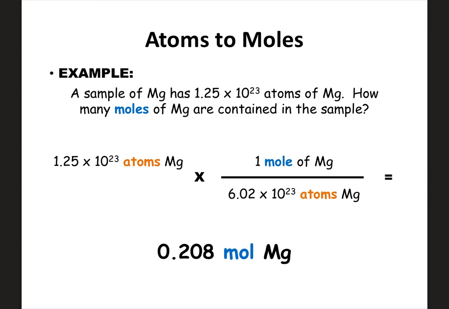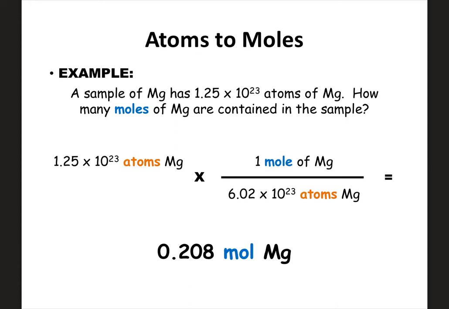Let's look at our first sample problem here, and I have this one completely set up and solved for you so you can see one full example. So if you look at this problem, it says that you have a sample of magnesium that has 1.25 times 10 to the 23rd atoms of magnesium, and we want to know how many moles of magnesium are contained in this sample. So we're doing a conversion here. We're trying to go from atoms of magnesium to moles of magnesium.